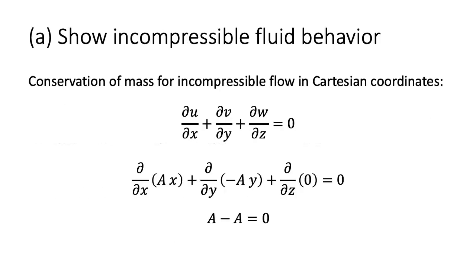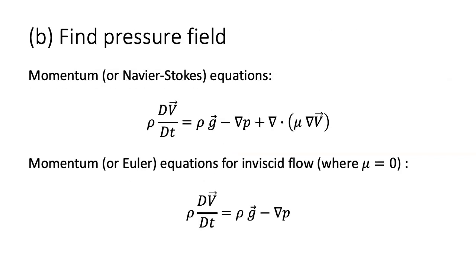For part A, to demonstrate incompressible flow behavior, we need to show that the velocity field satisfies the incompressible form of conservation of mass for Cartesian coordinates. Substituting in the x and y components of velocity, we indeed get that 0 equals 0. For part B, we want to obtain an expression for the pressure field.